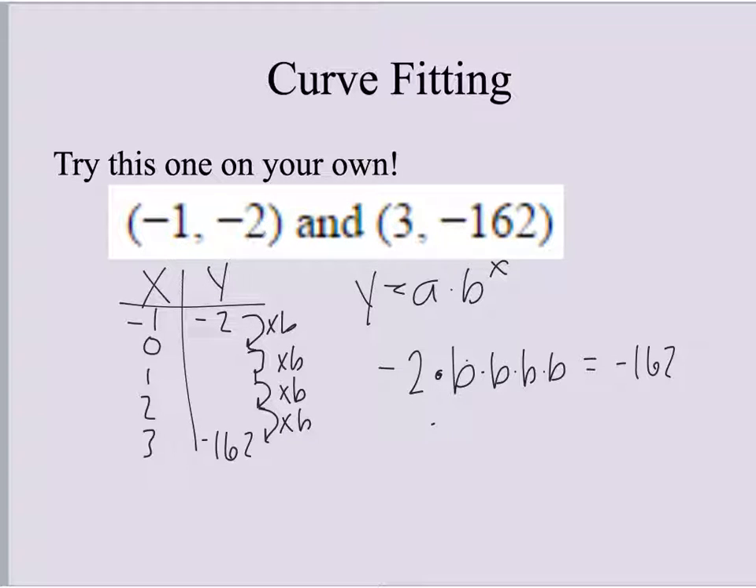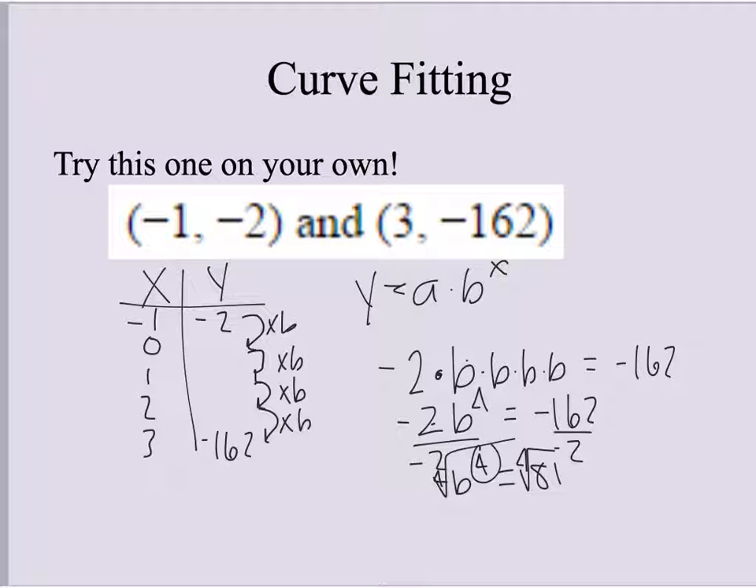And if you imagine, that's -2 times b to the fourth equals -162. And if I divide both sides by -2, I get b to the fourth equals 81. Then I take the fourth root of both sides to cancel out this fourth power. b equals 81 to the 1/4 power. Remember that the fourth root is the same thing as to the 1/4 power. And if you type that into your calculator, you get that b equals 3.